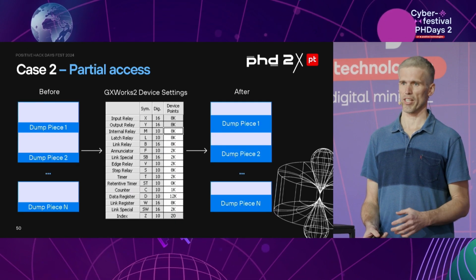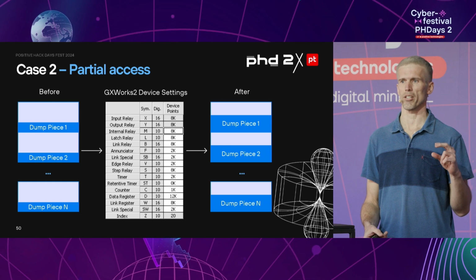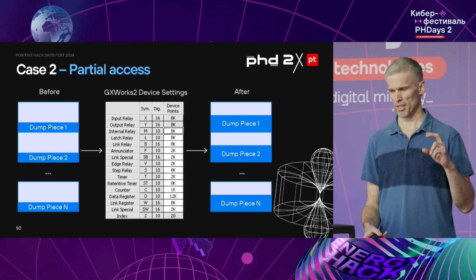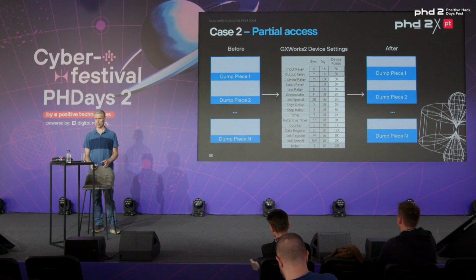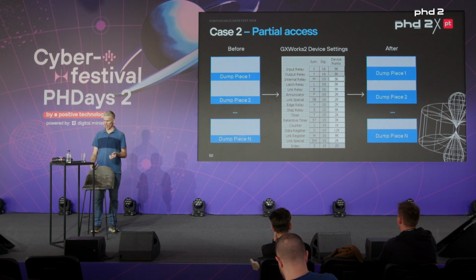Case 2 was as follows. I was unable to get total memory access, but rather gained partial access. And actually I gained access to several small parts of the memory. It turned out that in GX Works, there are settings for devices, and you can specify their range. And by manipulating the range of the settings for a device, I managed to read larger parts of the memory of the FX5U.